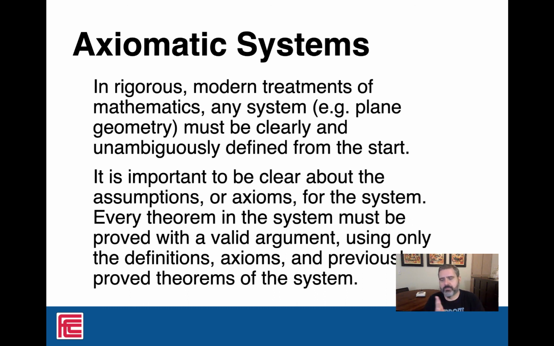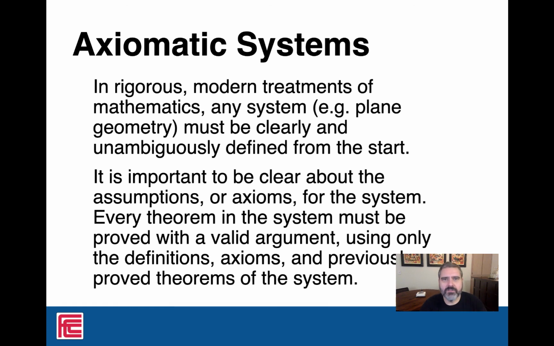And it could be simple network topographies. What are connections and nodes, and how can I prove that this is the fastest way to connect these two particular nodes or whatever? You can make up your own axiomatic systems, and so the idea is that when you do that, you want to define things very clearly. What are the assumptions? What are the axioms that you're using for your system? And then every theorem has to be pulled from those definitions and axioms and previously proved theorems.